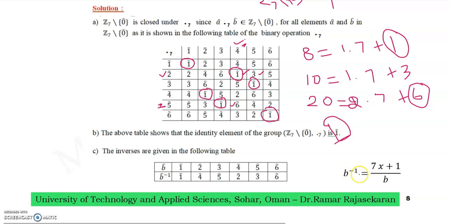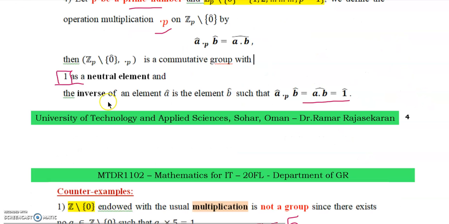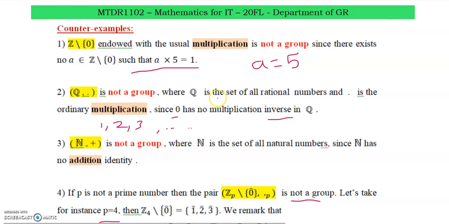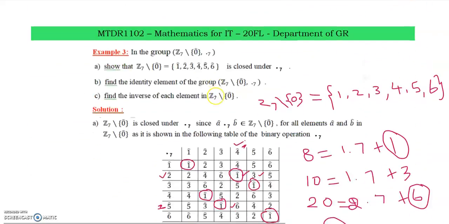Or we can use this rule also to find the inverse. See, the inverse of an element A is the element B such that A multiplication modulo P B is 1. The element and the inverse element, if we apply multiplication modulo, should give the identity element 1. That's what we have checked here.